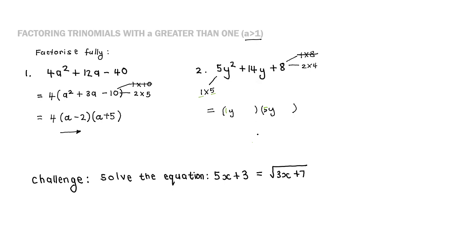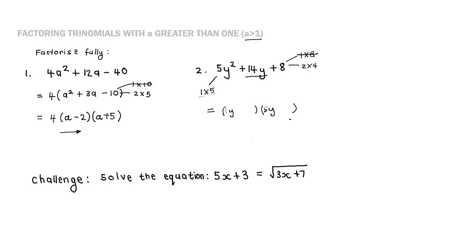So let's try to reverse the order. What if we look at 5y times 2, right? So that will give us a 10y. Hold on to that. So we have a 10y. And then y times 4 is a 4y. So we have 10y and 4y, and 10 plus 4 is 14.